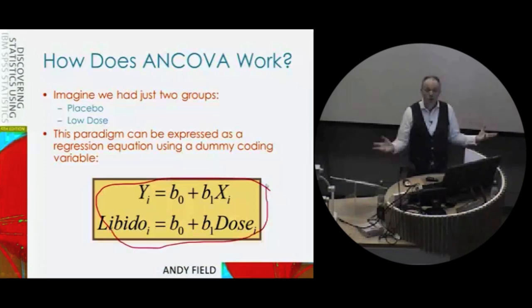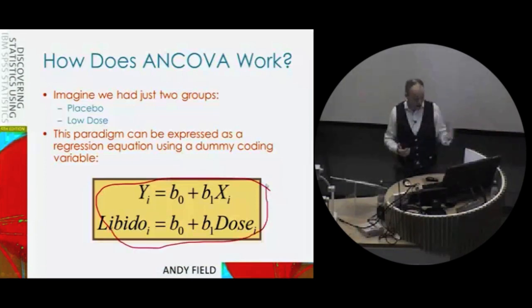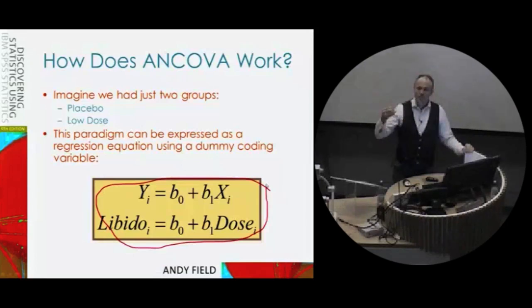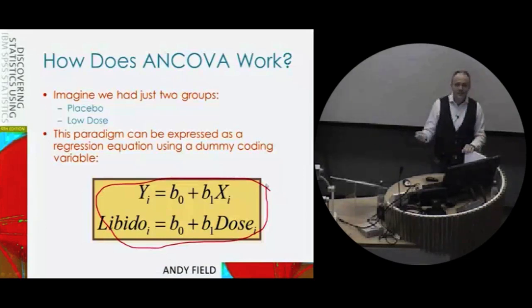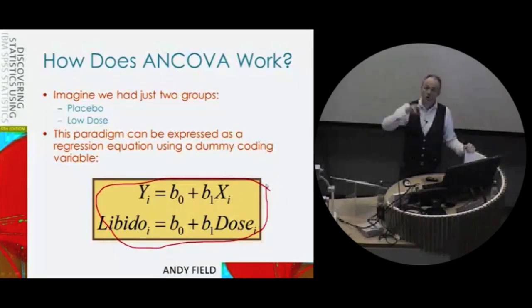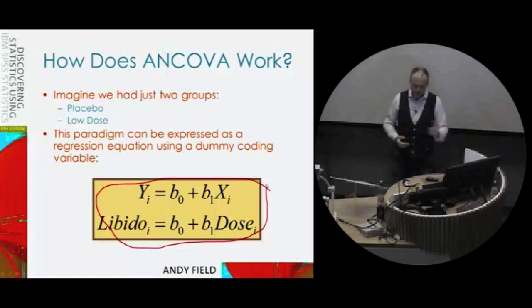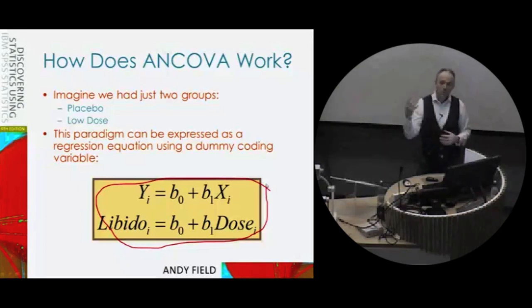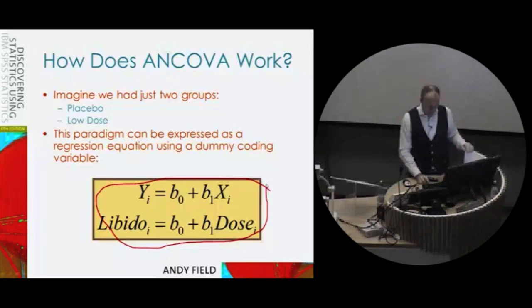It's the same model I've been putting up all term. We've got one predictor, which I've called dose, so that will be placebo versus low dose. We've got a beta associated with that, which ends up being the mean difference between those two groups. We've got a beta 0, the intercept, which ends up being the mean of the control group, so the mean of the placebo group in this case. And the outcome we're trying to predict is libido. So this hopefully is reasonably familiar stuff. We went over it in the lecture on categorical predictors, and we've also whizzed over it a bit again when we dealt with ANOVA.